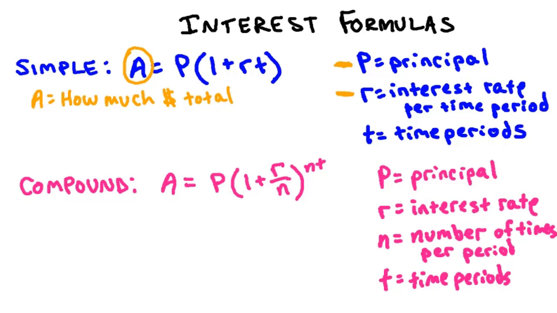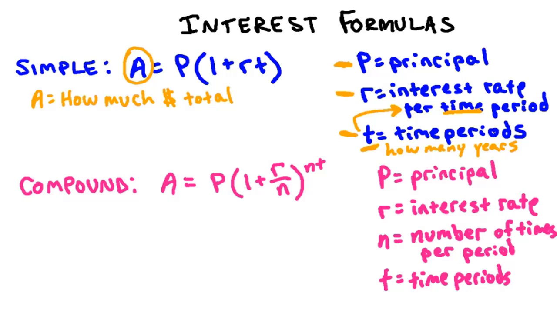If the interest rate is annual, that's going to be per year. If the interest rate is biannual or semi-annual, that's going to be once every 6 months, so 2 times per year. And then T is going to be the amount of time periods that we're talking about. So if the interest rate is 3% per year, the T is going to be how many years? If the interest rate is 2% every 6 months, the T is going to be how many 6 months? So if the T is going to be a whole year, then T would equal 2 because there's 2 six-month periods in a year.